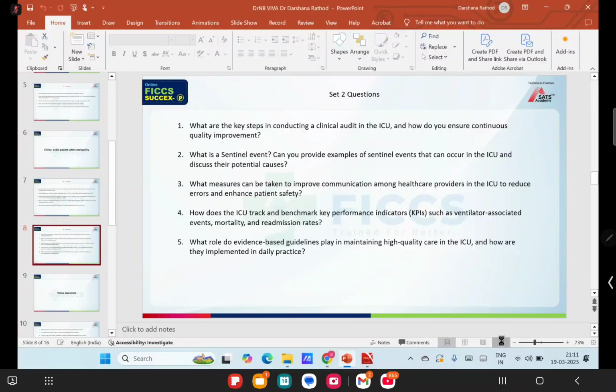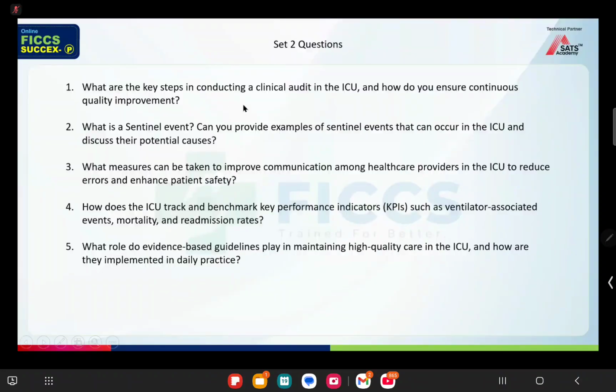Good. So, what are the key steps in conducting a clinical audit in the ICU, and how do you ensure continuous quality improvement? Urvi, go ahead. Yes, ma'am. So the key steps of conducting a clinical audit in ICU and ensuring continuous quality improvement.